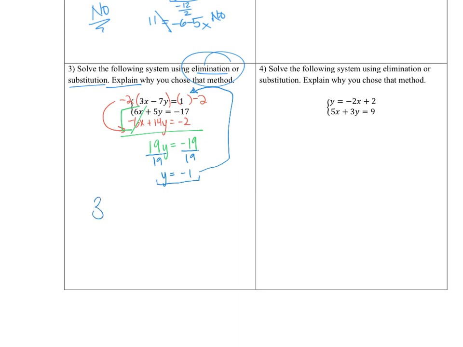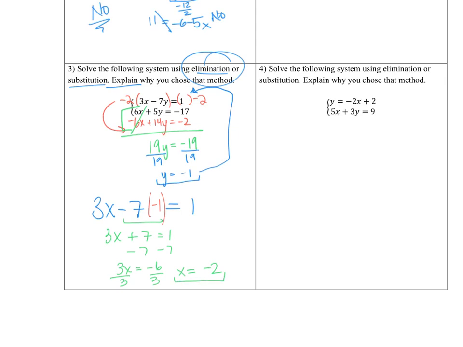So if y equals negative 1, let's plug into, I don't know, the first guy. So that's 3x minus 7y equals 1. And so we're going to substitute in place of that y the negative 1 that we just found. So we end up that we have 3x plus 7 equals 1, minus 7 minus 7. We get 3x is equal to negative 6. Divide by 3, we get x equals negative 2.